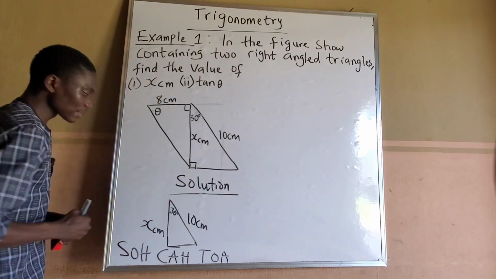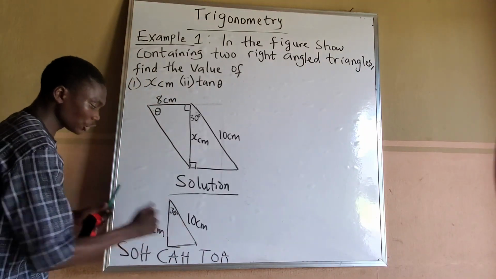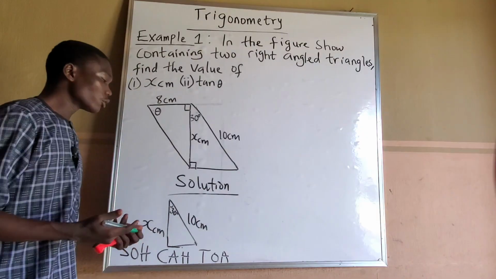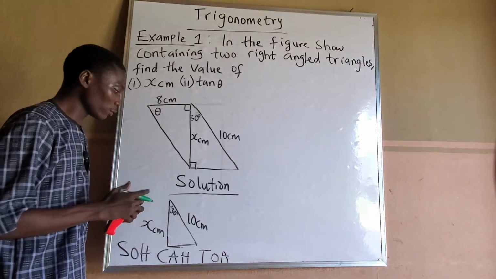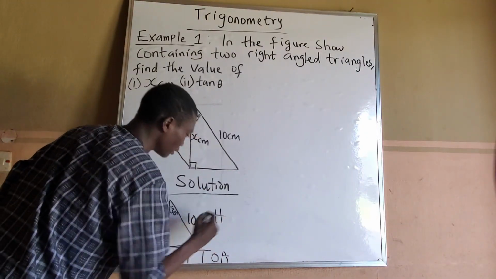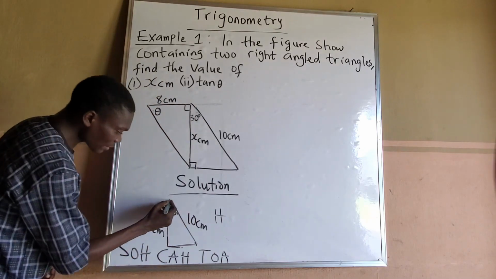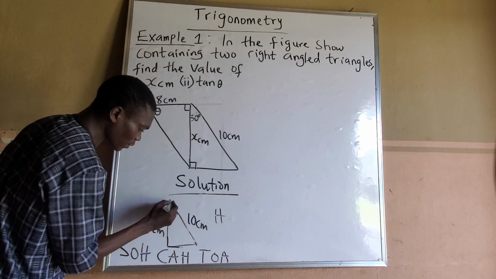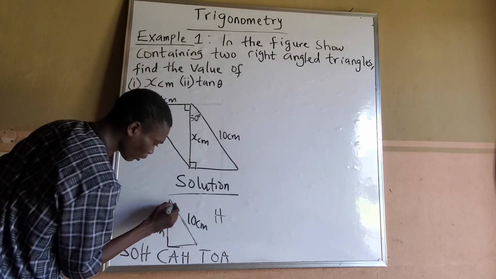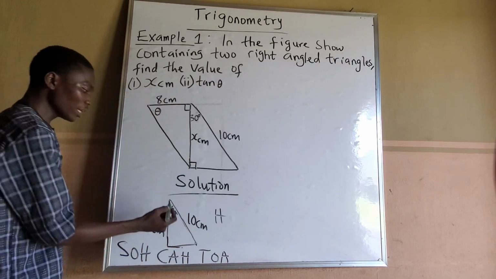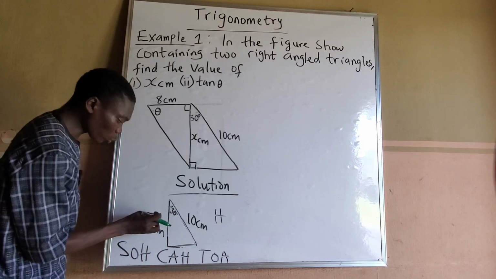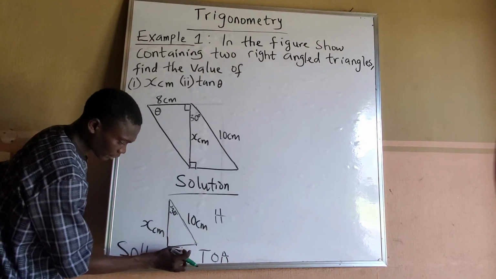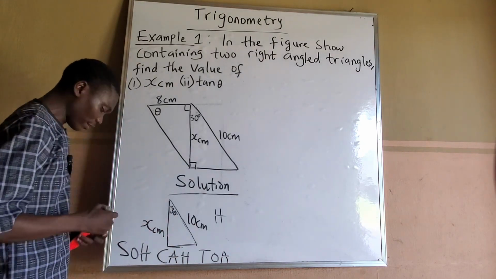Now, looking at this triangle here. The longest side of any triangle is called the hypotenuse side. That is H. And the longest side is this. So this is our H, that is the hypotenuse side. Now if this is the hypotenuse side, we need to identify these two sides, this side and this side.